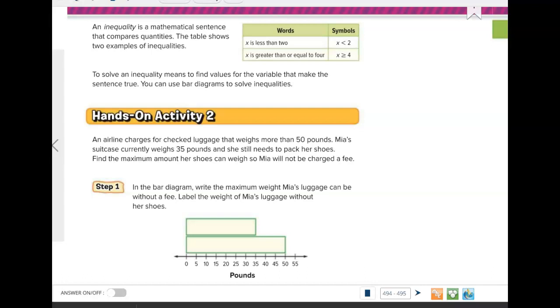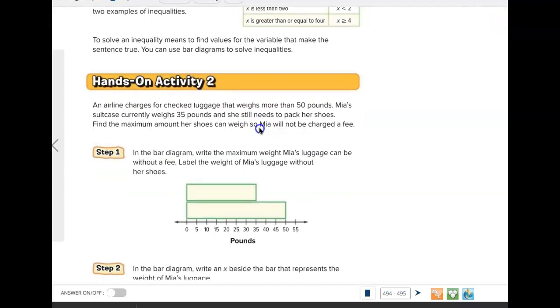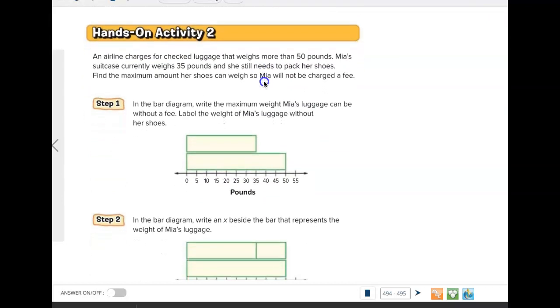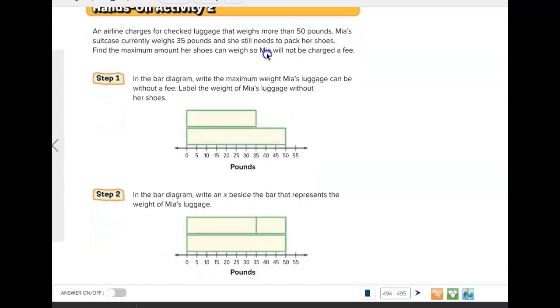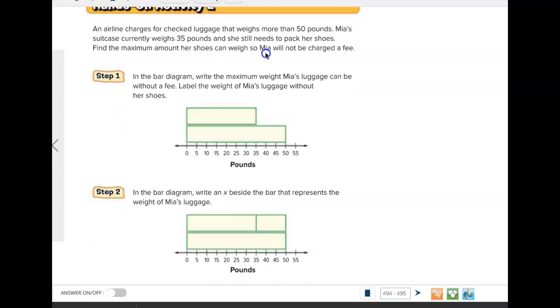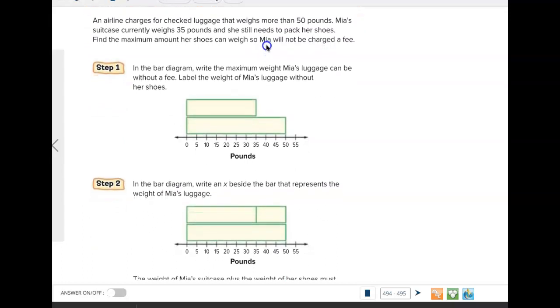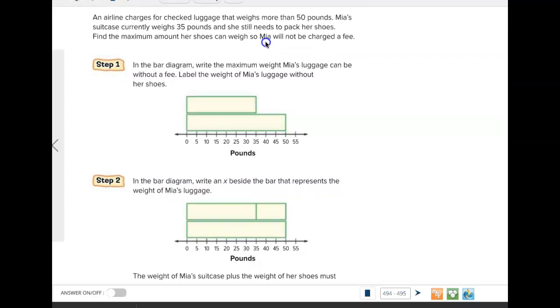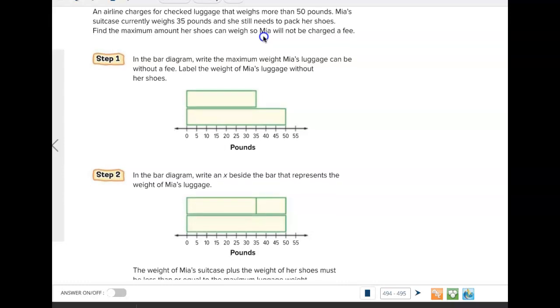To solve an inequality means to find the values for the variable that make the sentence true. You can use bar diagrams to solve inequalities. So our next activity: an airline charges for checked luggage that weighs more than 50 pounds. Maya's suitcase currently weighs 35 pounds and she still needs to pack her shoes. Find the maximum amount her shoes can weigh so Maya will not be charged a fee.